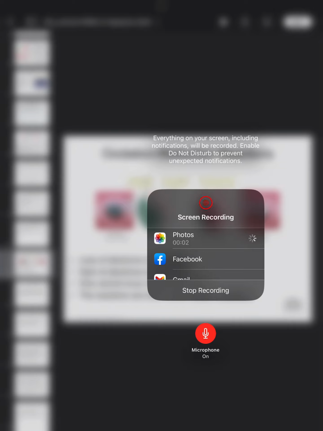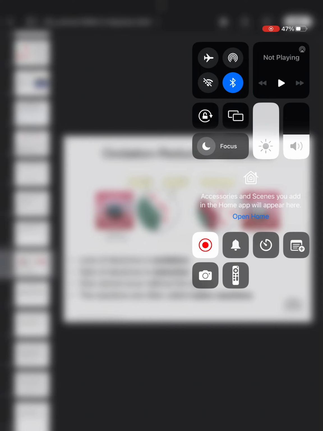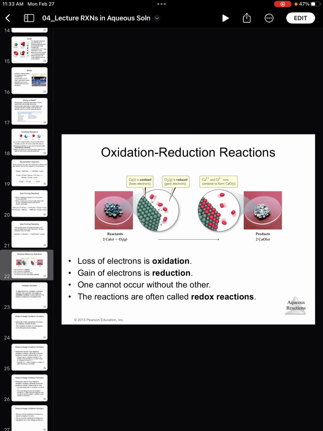Hello, my dear students, and welcome to the third and penultimate discussion of our topics in Chapter 4, the discussion of reactions that occur in water, in aqueous solution, and one group of reactions that occur are oxidation reduction reactions.